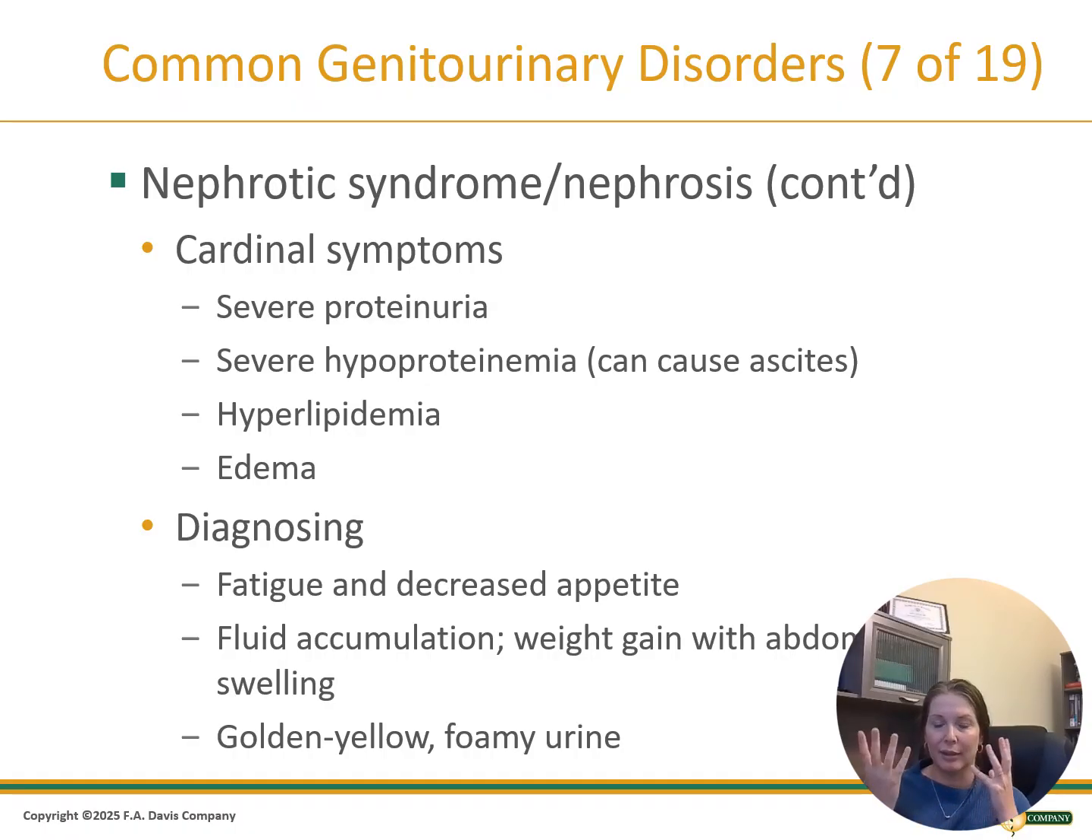It's really frothy. You can have fluid accumulation and then that ascites going on, the weight gain in the abdomen, as well as the fatigue and decreased appetite. So you have this classic tetrad of the proteinuria. Okay, those are your symptoms to look for, and just know the foamy urine.